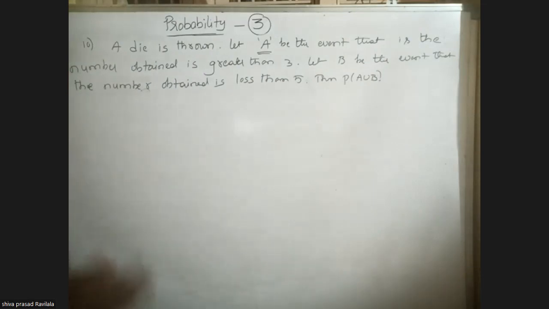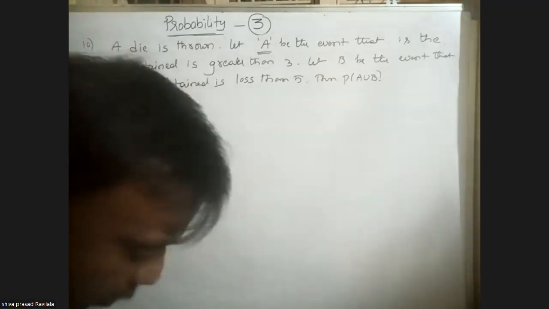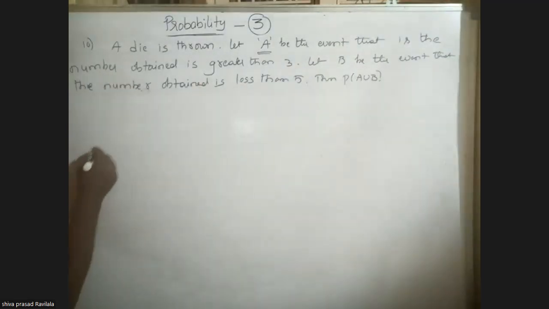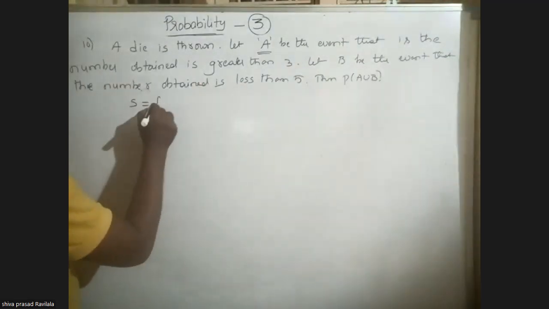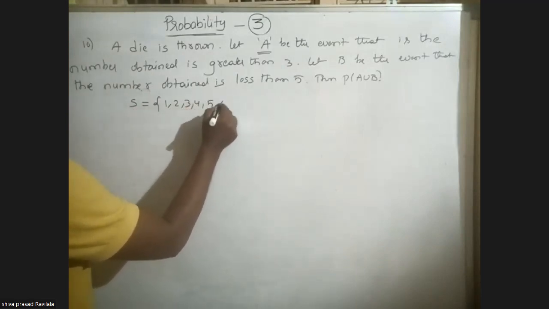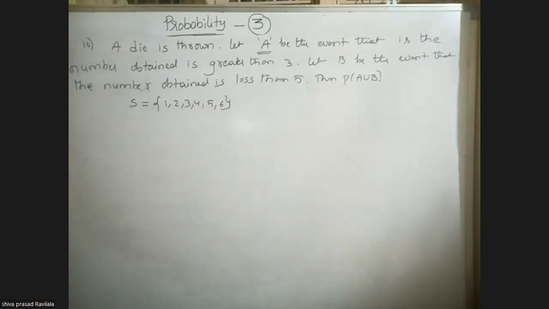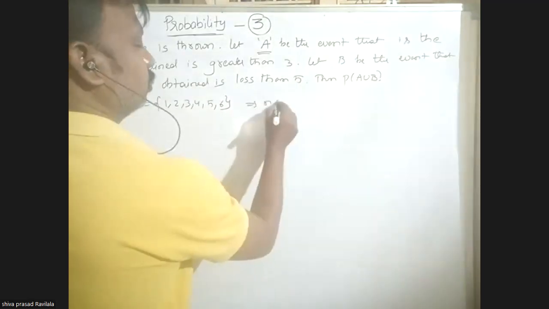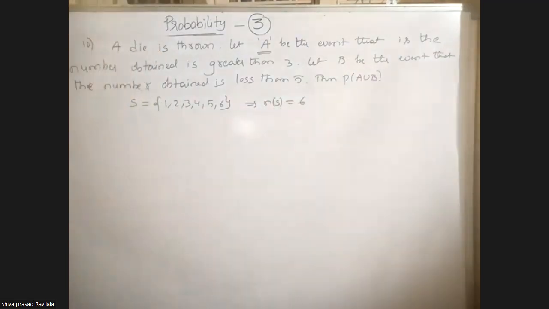A die is thrown. Capital A be the event that the die shows a number greater than 3, and B be the event that the number obtained is less than 5. Then probability of A union B is equal to what? Again, our condition: sample space S is equal to 1, 2, 3, 4, 5, 6. N of S is equal to 6.